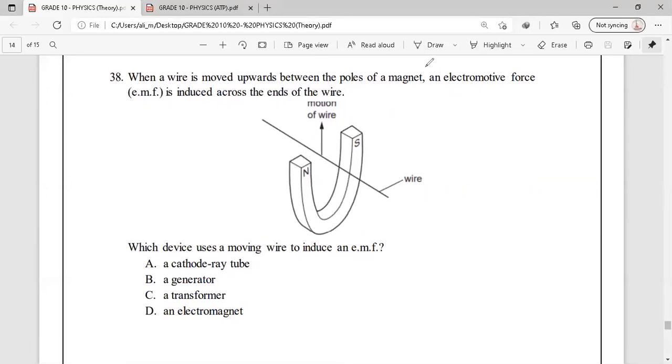Then we have question number 38. We have a magnet in which a wire is moved up and down, and an electromotive force is induced. When a wire is moved upward between the poles of a magnet, an electromotive force is induced across the ends of the wire. So this device is used to induce an EMF by this process. An AC generator is the device in which this same phenomenon is applied. Option B is our right answer.